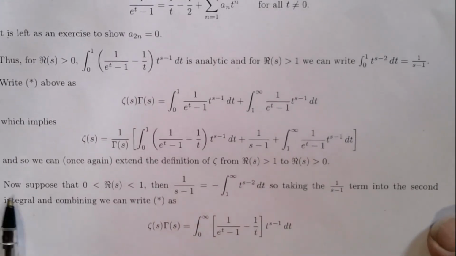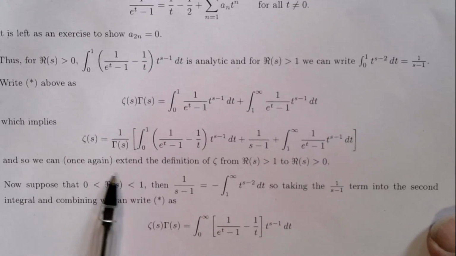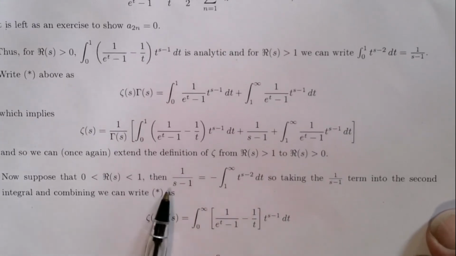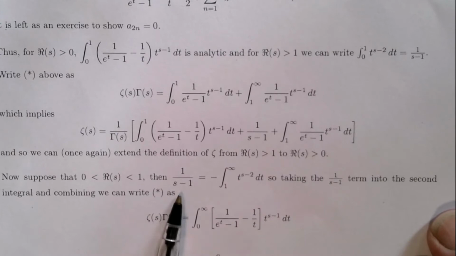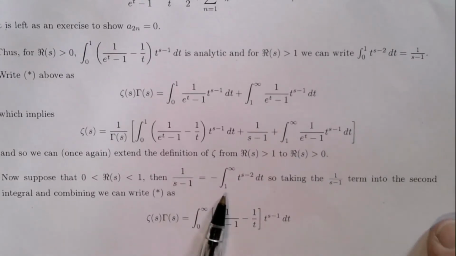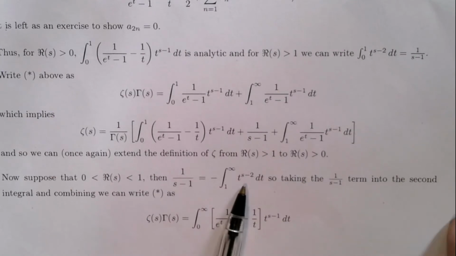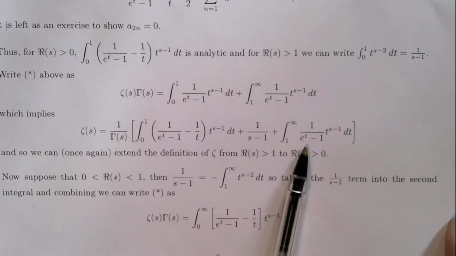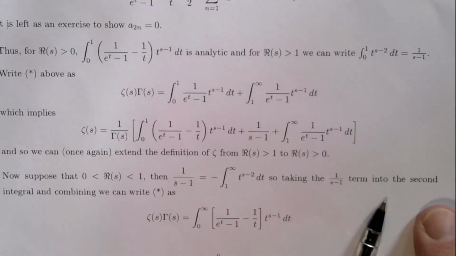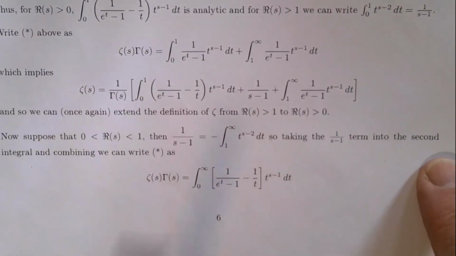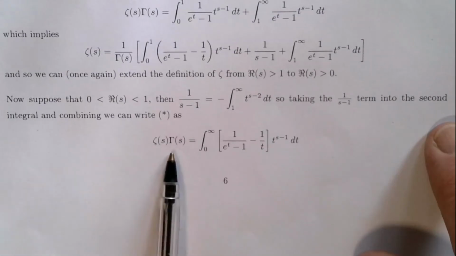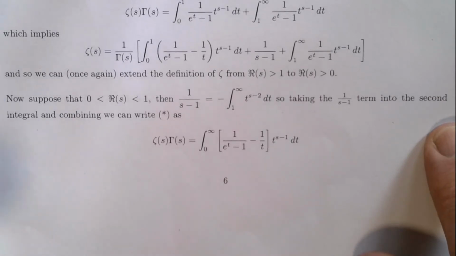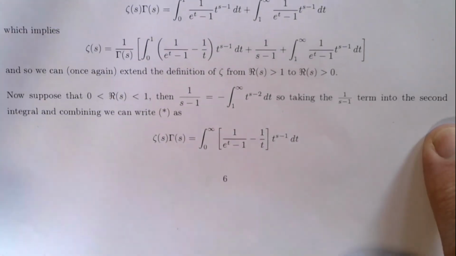I'm now going to suppose that the real part of s, sigma, is between 0 and 1. In that case, I can write this term, which is this one up here, as an improper integral, minus the integral from 1 to infinity of t^(s-2), and I use that to pull this term into the second integral. Having done that, I can combine them together, and I can now write my product, gamma(s) times zeta(s), as this expression. We'll keep that one in mind, and that now makes sense for the real part of s between 0 and 1.